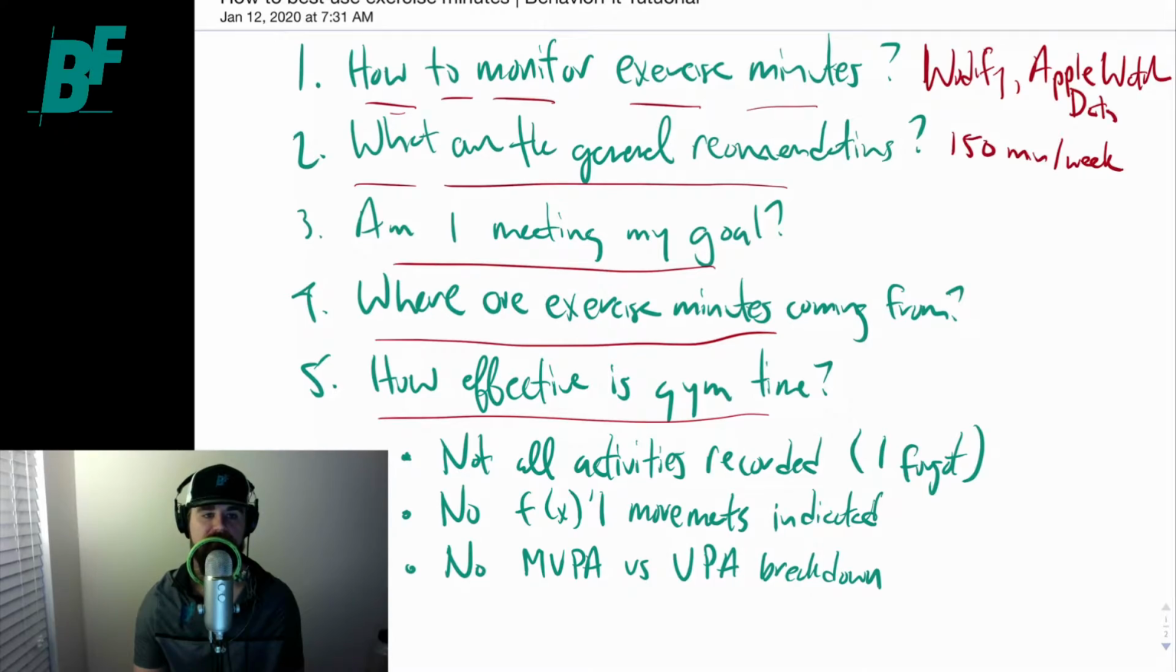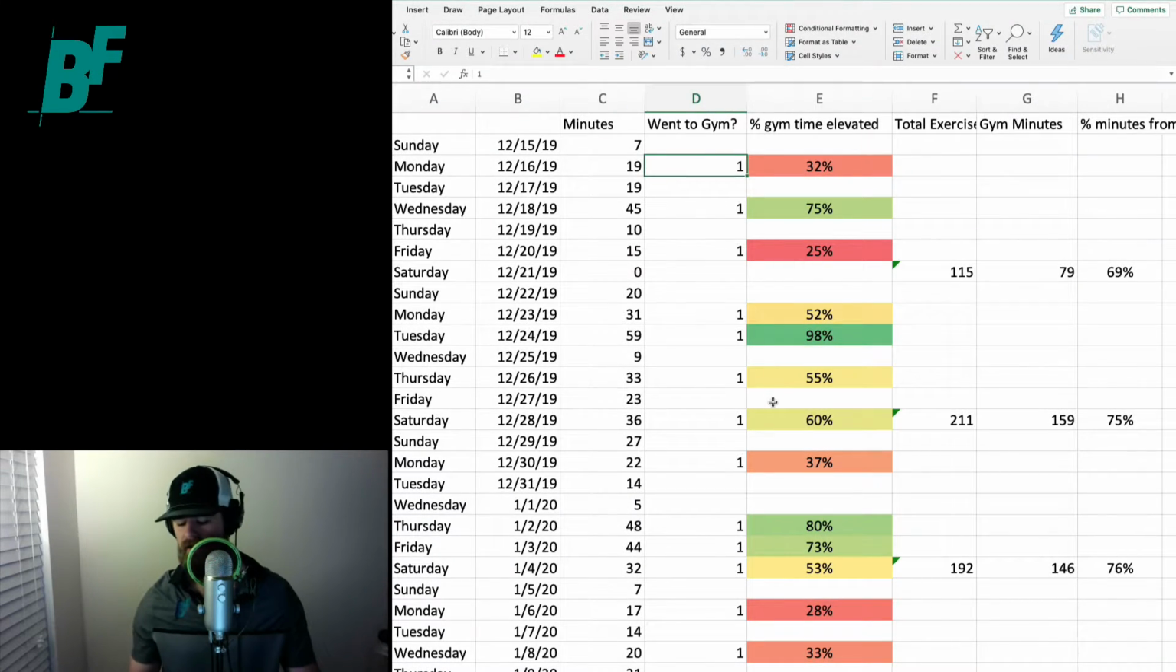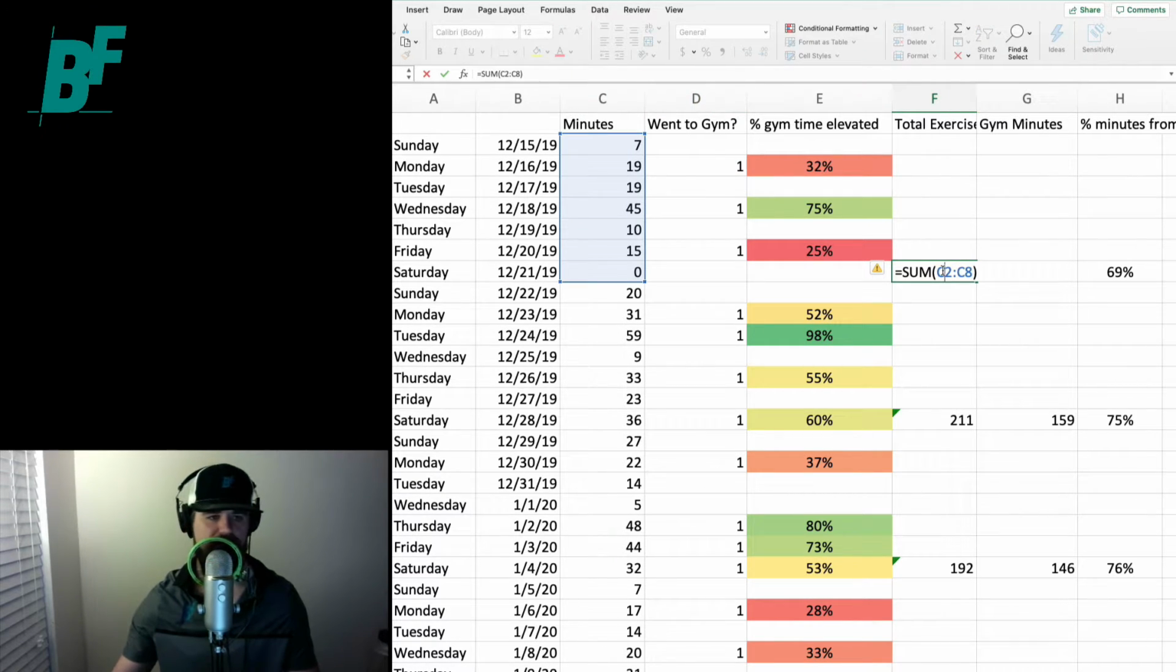All right, am I meeting my goal? Now let's look at the fun data. I have my minutes here. I look at each week, Sunday through Saturday. I worked out 3 times a week here, 5 here, and over the holidays 4 and 3 here. So I got my total exercise minutes. We grabbed the exercise minutes.